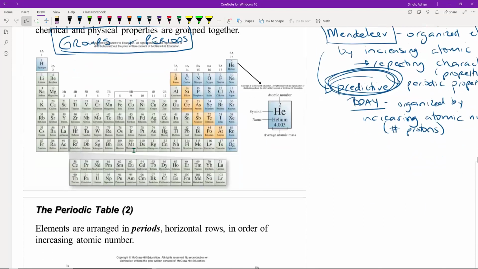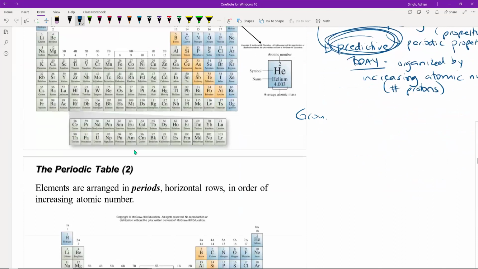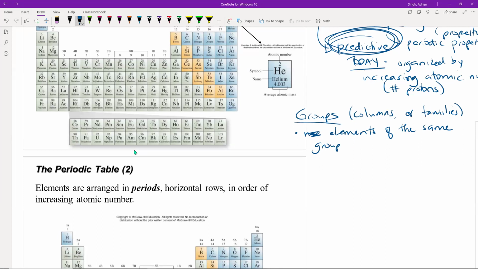So groups, let's take a look at groups first. Groups are sometimes called families. These are columns on the periodic table. And what we would see then, again, just due to the organization, is that members or elements of the same group have similar characteristics or similar properties. So the groups are columns on the periodic table.